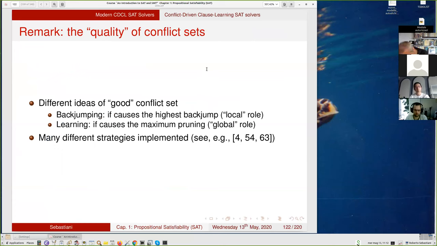Just one remark: what makes a good conflict set? A good conflict set for backjumping is not the same as a good conflict set for learning. A good conflict set for backjumping is the one which causes the highest backjump. For learning, it is the one which causes the maximum pruning. This is all to say there are many different strategies. These are the two main ones, but there are many different strategies of how much you learn, how much you discard, and how much you can combine things. You can learn more than one conflict at a different branch and discard them more aggressively. There are many variants of that.